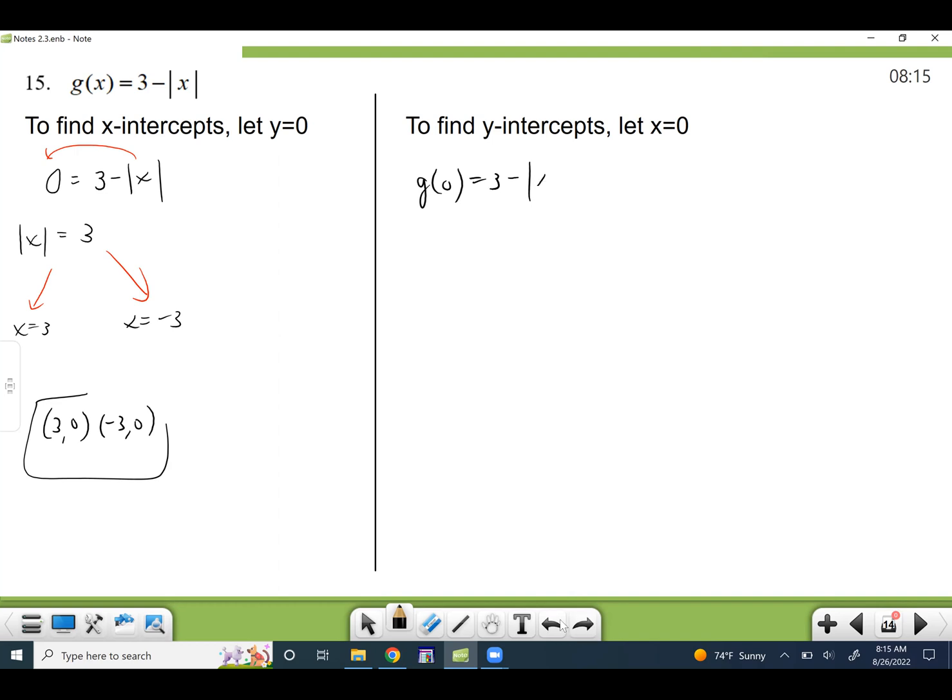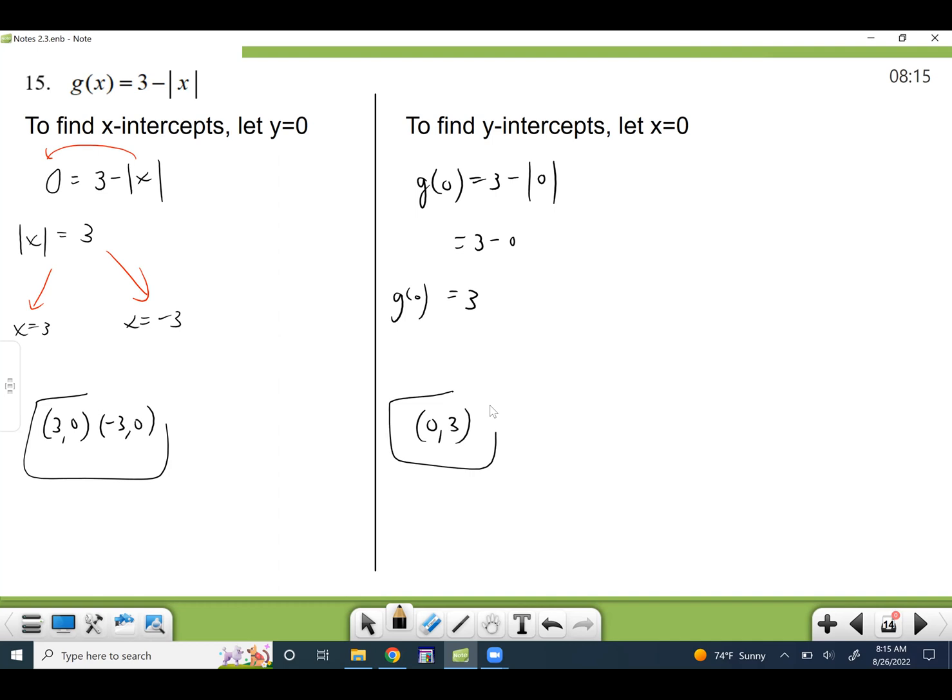All right, now we're going to substitute a 0 in for all x's. So we're going to substitute a 0 in. The absolute value of 0 is 0. 3 take away 0 is 3. So we are going to have the y-intercept of 0 was our x and 3 was our y.